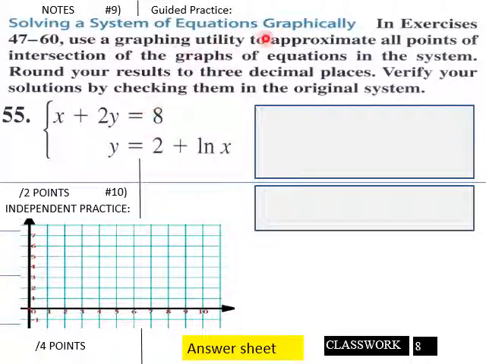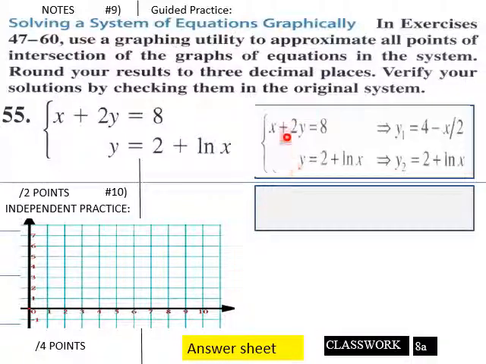Let's try one now on our own. Use a graphing calculator to approximate all points of intersection of the graphs of equations in the system. Round your results to 3 decimal places. Verify your solutions by checking them in the original system. So we have x plus 2y equals 8, y equals 2 plus natural log x. Here's our graphing grid.